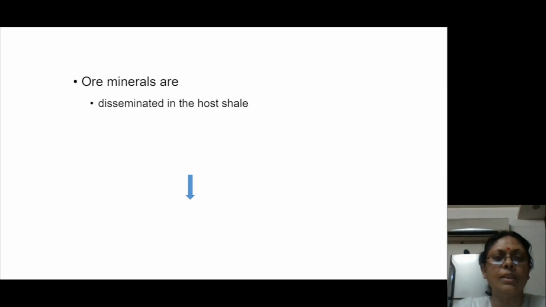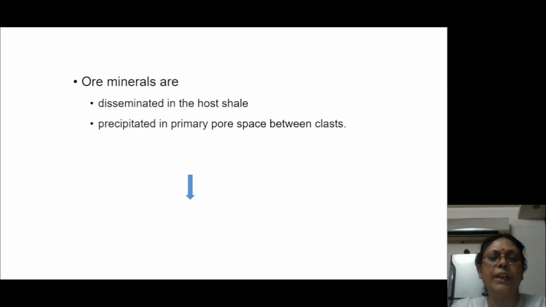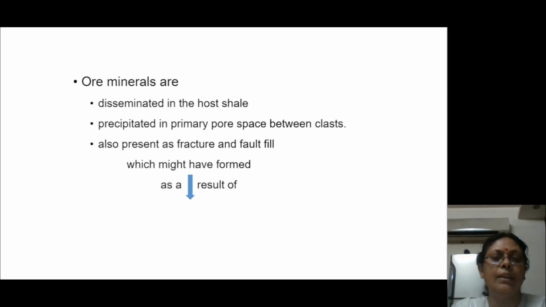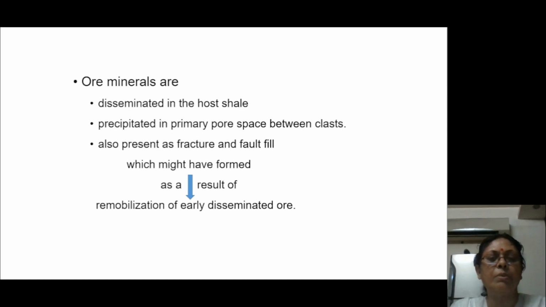Ore minerals are disseminated in the host shale, precipitated in primary pore space between clasts, also present as fracture and fault fill, which might have formed as a result of remobilization of early disseminated ore.